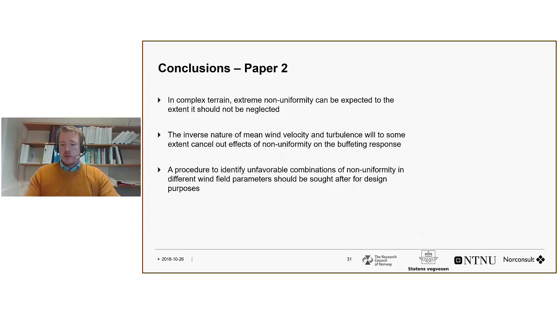So to sum up with some conclusions, in complex terrain, extreme non-uniformity can be expected to the extent that it should not be neglected. The inverse nature of the mean wind velocity and the turbulence will to some extent cancel out effects of non-uniformity on the buffeting response at least, but a procedure to identify unfavorable combinations may be sought after.